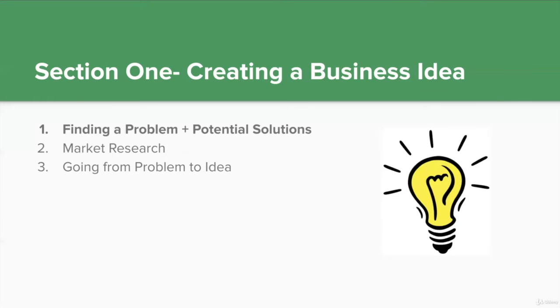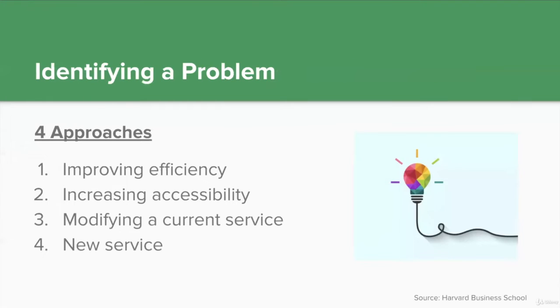So let's get started. There are four main approaches you can take to identify a business problem and come up with potential solutions. Those are improving efficiency, increasing accessibility, modifying a current service, or coming up with a completely new service. I'm going to talk a little bit about how you can get around to identifying solutions using each approach.